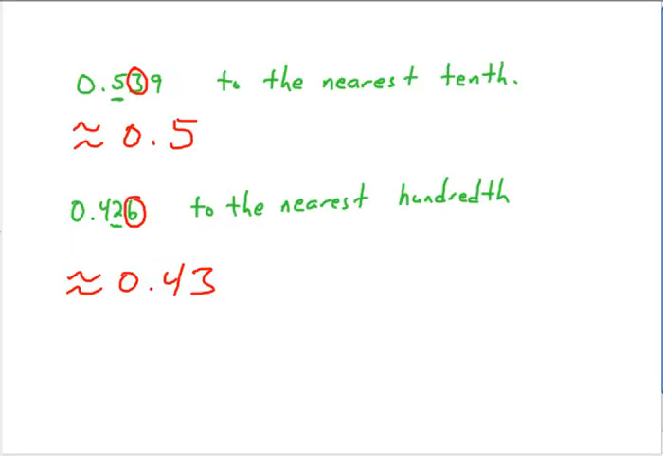So when the next digit is 4 or below, this number stays the same. When the next number is 5 or above, this number increases to the next number, 0.43. And that's it for the video.